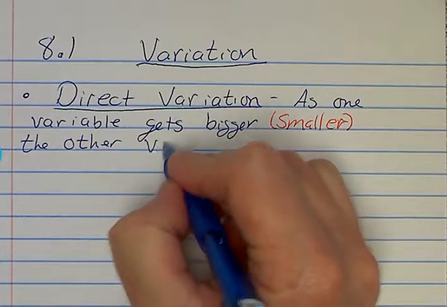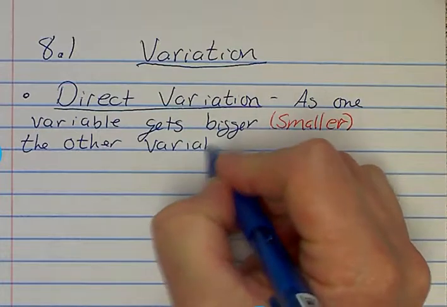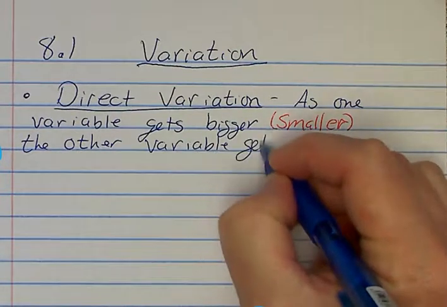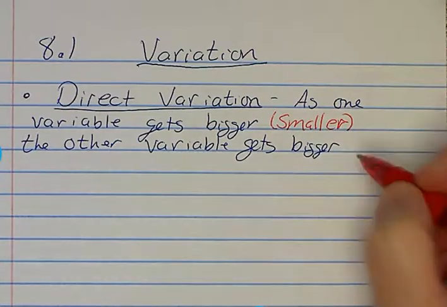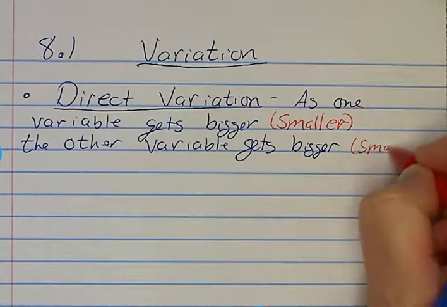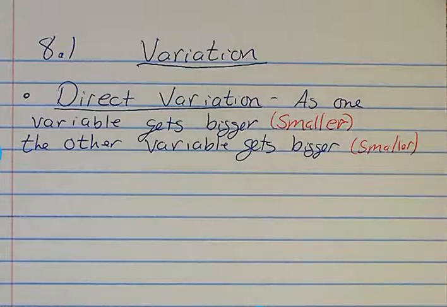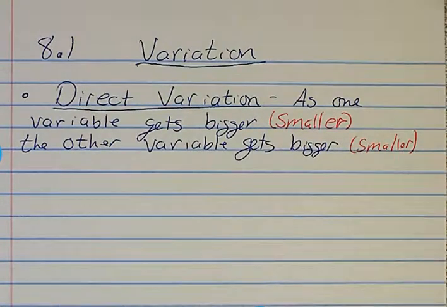So the other variable gets bigger if the first variable got bigger, or if the first variable got smaller, then it would get smaller. So whatever you do to one variable, it's going to have the exact same reaction in the other variable. If one variable gets bigger, the other variable is also going to get bigger. If you make the first variable smaller, then the second variable is going to get smaller.